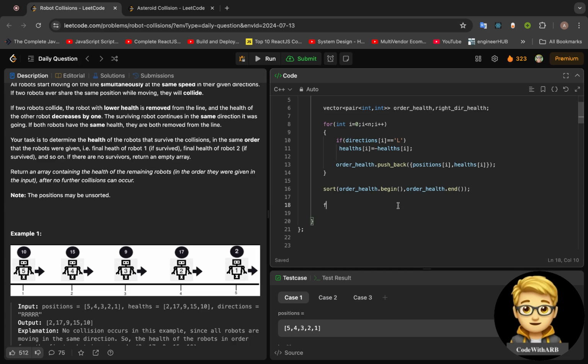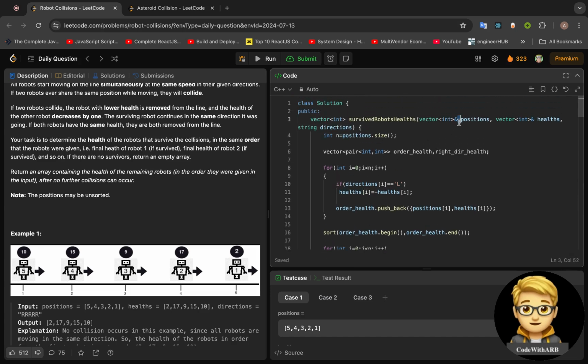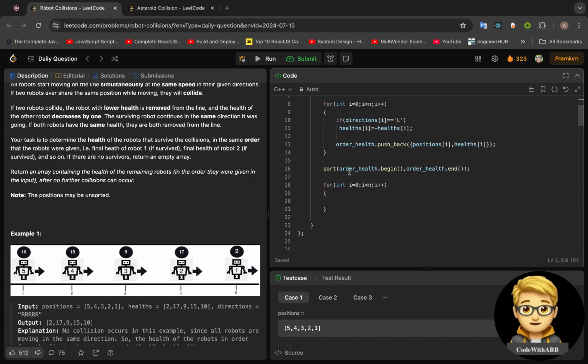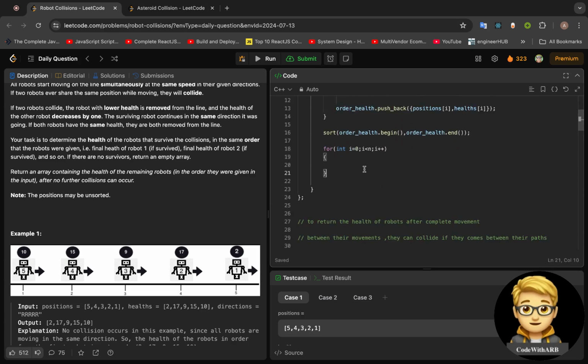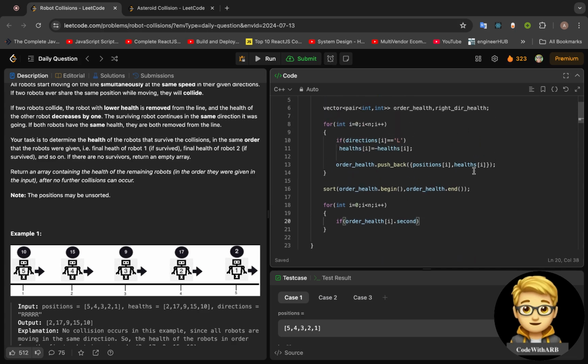Now I will iterate again over this whole order health. I don't need this health, I don't need these positions, I don't need this direction. I will just focus on this order health and this right direction health, right. So if the order health of I dot second, which is representing health, the second is representing health, right.